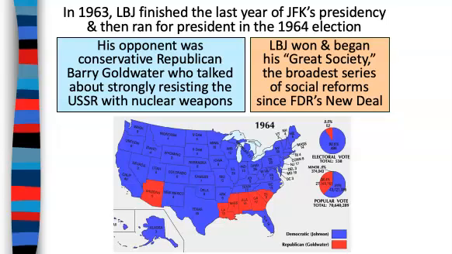Now, LBJ is going to win pretty handily. We can see that Goldwater really just wins the South. He was from Alabama. And LBJ is going to begin his Great Society. It is the broadest series of social reforms since FDR's New Deal.